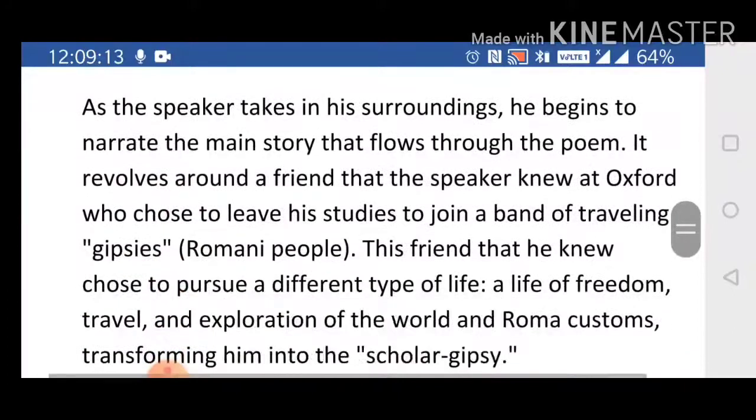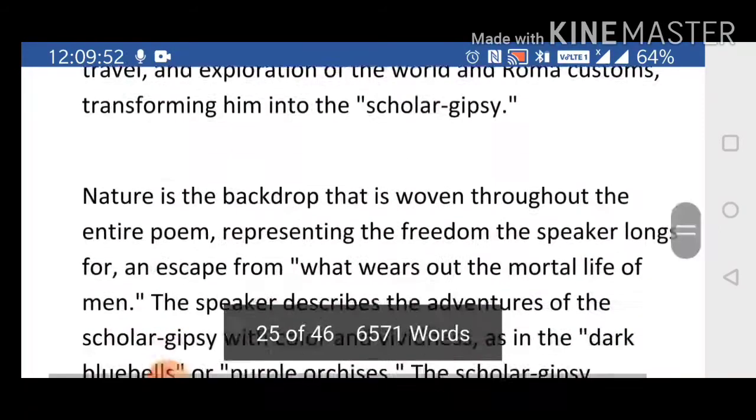As the speaker takes in his surroundings, he begins to narrate the main story that flows through the poem. It revolves around a friend that the speaker knew at Oxford who chose to leave his studies to join a band of traveling gypsies, Romany people. This friend chose to pursue a different type of life, a life of freedom, travel, and exploration of the world, and Roma customs, transforming him into the scholar gypsy.